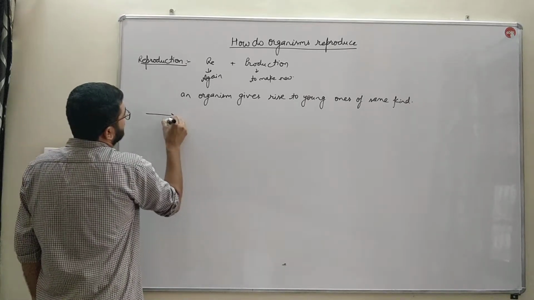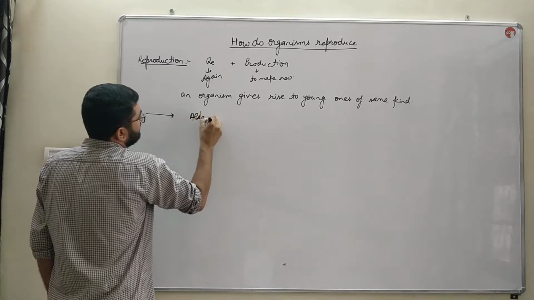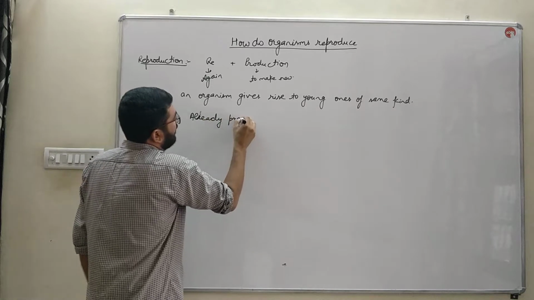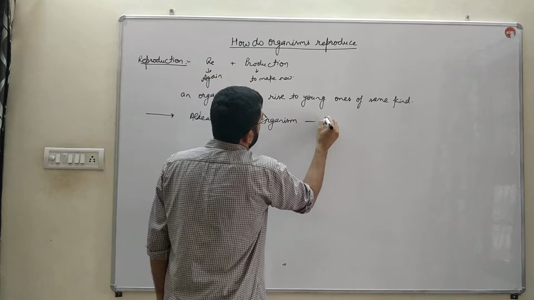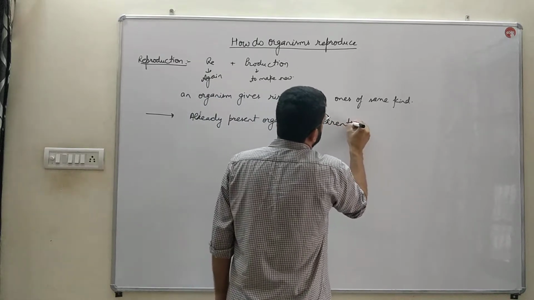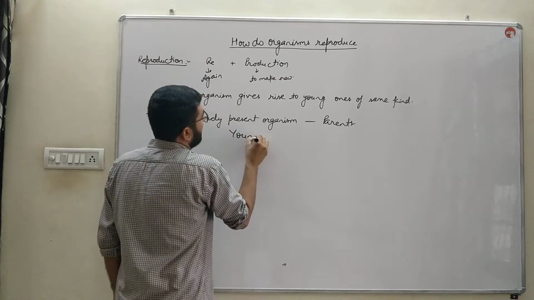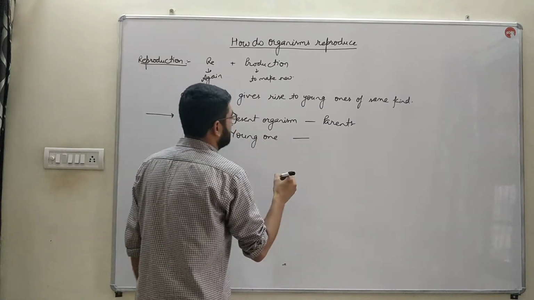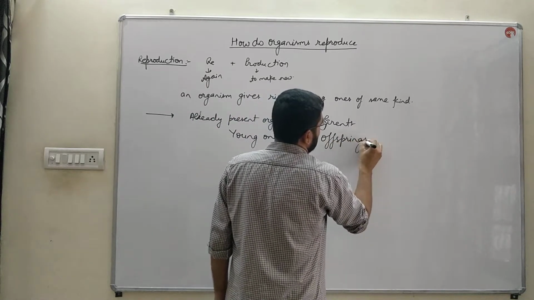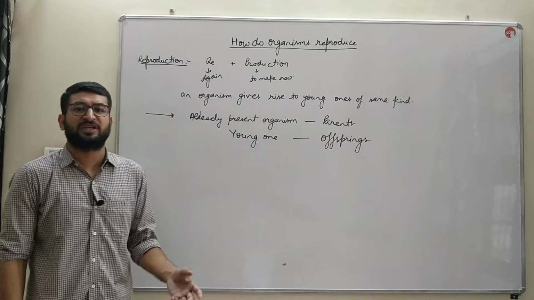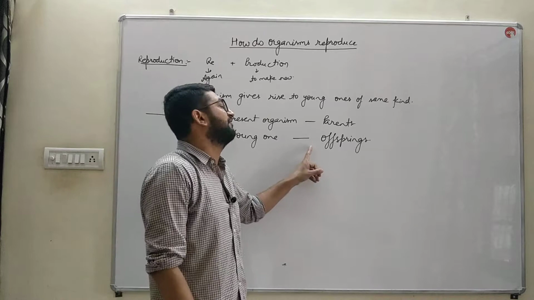So, in this process, the already present organisms are referred to as parents, and the organisms which are formed after this process, that is the young ones, are known as offspring. The son and the daughter, we call it in casual language. In biological terms, all those are included in one term, and that is offspring.